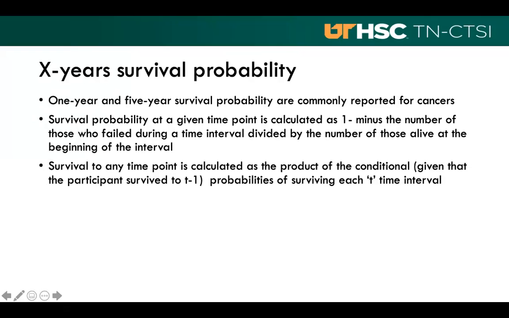Survival probability at a given time point is calculated as 1 minus the number of those who fail during a time interval divided by the number of those alive at the beginning of the time interval. So at a given time point, we can calculate the survival probability as 1 minus the number of those who died or who developed the condition of interest during the time interval, divided by the number of those alive at the beginning of the interval.